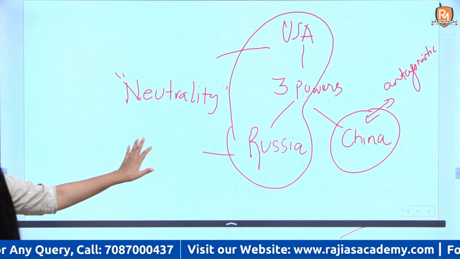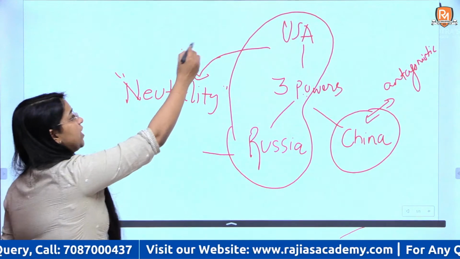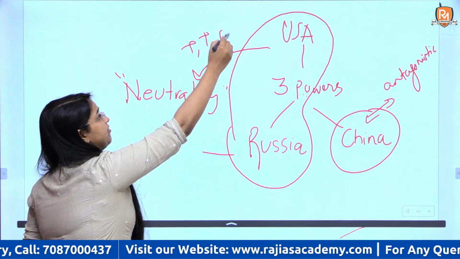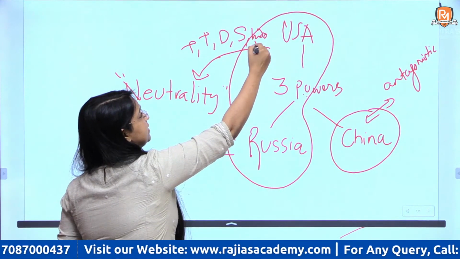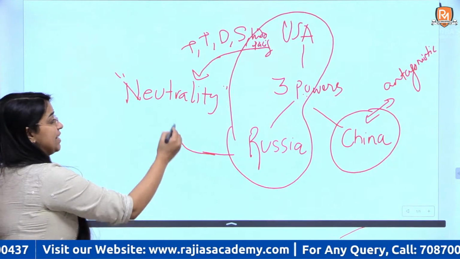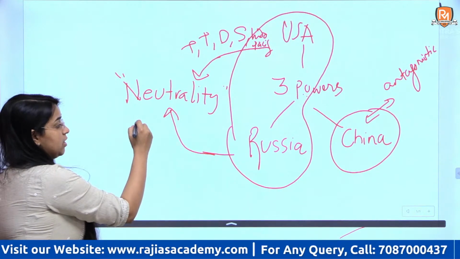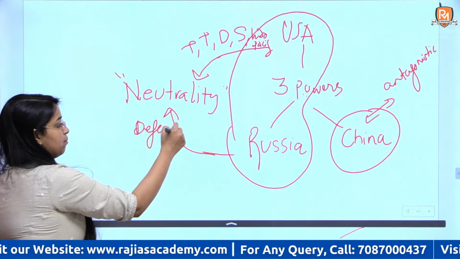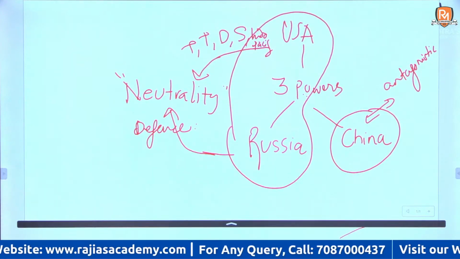India को देखिए, India benefits from its relations with USA also in terms of trade, technology, defense, strategic, like Indo-Pacific में India needs USA to a large extent, but India also needs Russia for multiple reasons, one being defense or military imports. India के 60 से 70% defense imports are from Russia.